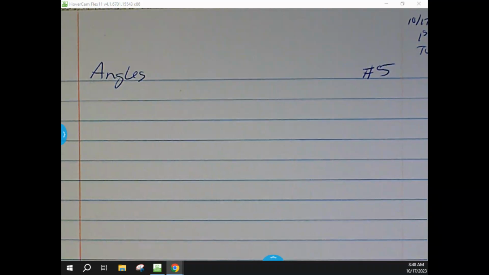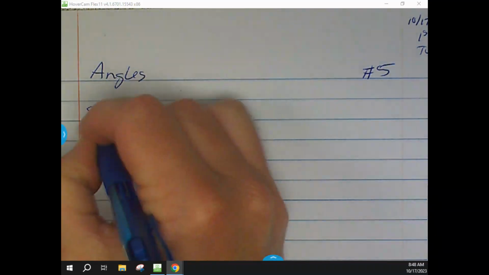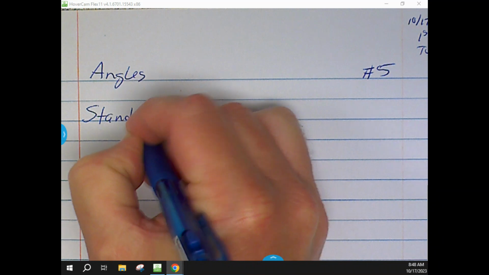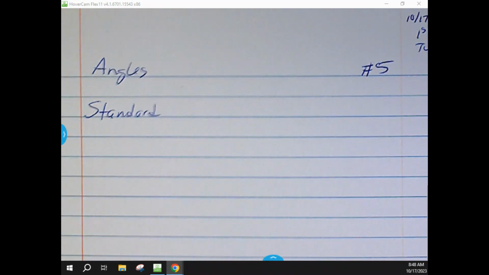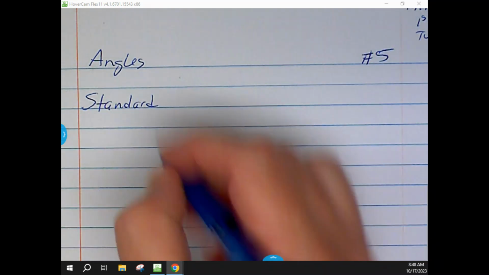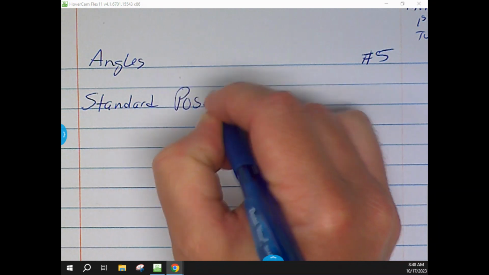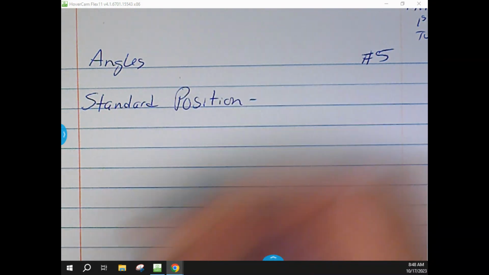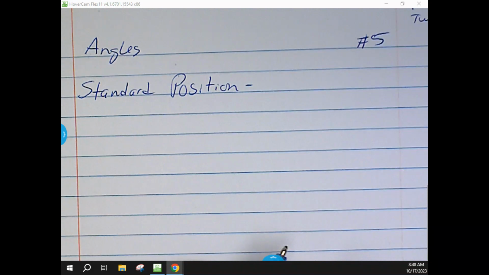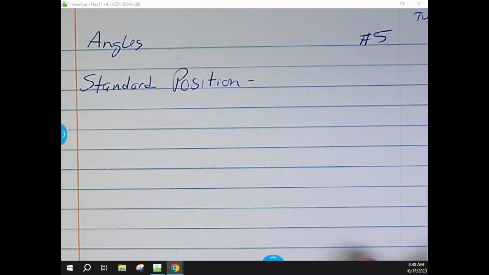All right, so with these angles, basically here's what we have. Because we talked about all the stuff with unit circle yesterday. We still got one small little thing to add to unit circle, but before we do that, got a few things we need to talk about here. When we're talking about angles, we're talking about standard position, because we've got to kind of know how things are drawn.